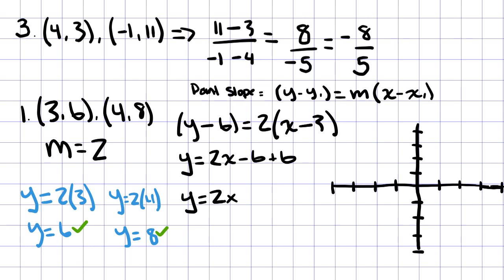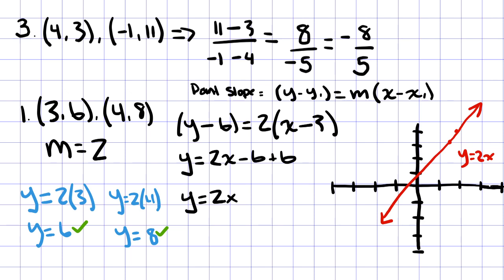And we'll plot these points. So we'll start with 3, 6. So 3, 6 is roughly about here. And 4, 8. 4, 8 is really close right here. And if we draw this line, that's roughly what our line looks like. Y equals 2x. So for every 1 unit change in x, we get a 2 unit change in y.